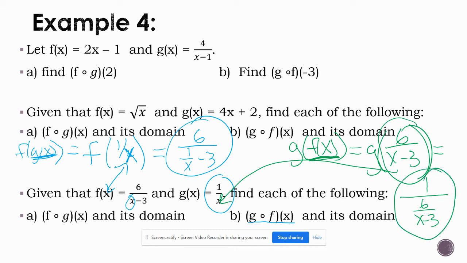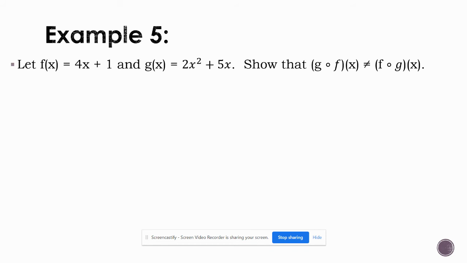And there's our final answer. Yes, there's more that we should do with that, but for right now, we're going to leave it alone. We're going to hold off on the domains for those for right now. And let's move on to our next one.